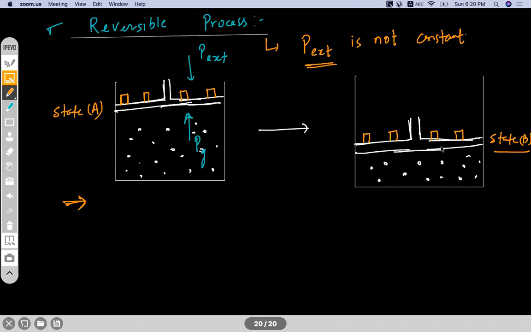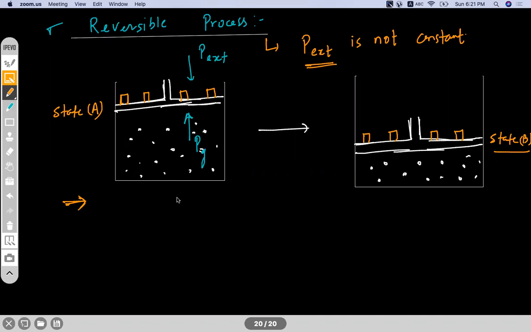Suppose you have state B, right? You remove this stone one by one. You will reach this point, that is state A. That will be the case of expansion. Okay? So a reversible process can be compression, can be expansion, anything. If external pressure is increasing, it is a case of compression. If external pressure is decreasing, it is a case of expansion. Both ways are possible. Some properties of this you write down. Very important properties. Write down.